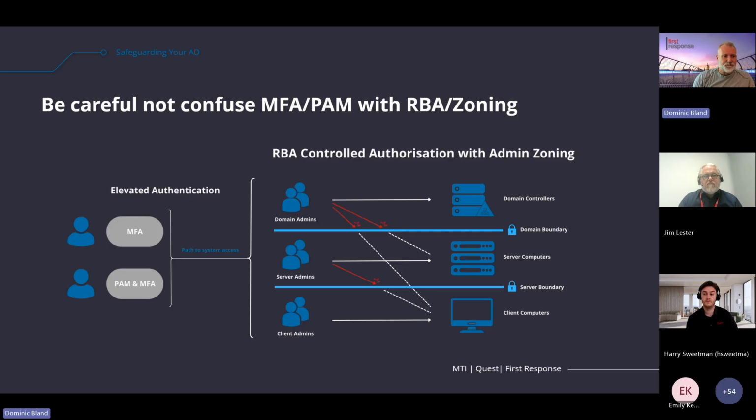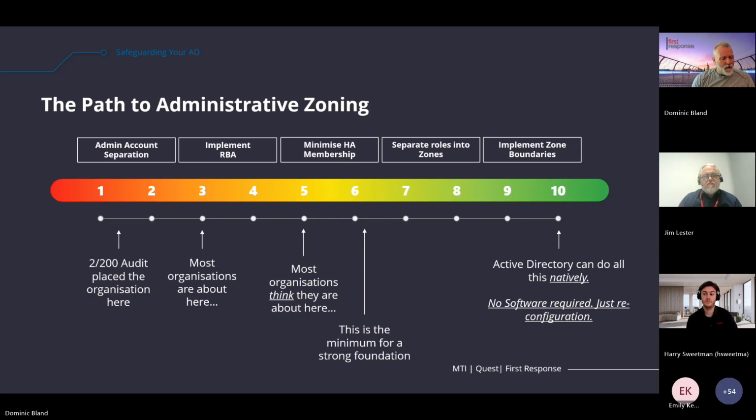So, back on track. How do you get to administrative zoning? Administrative zoning requires a number of steps, and each step has its own benefit, its own security enhancement. But as I said to you before, you have to get a certain way along this path before suddenly all of these things that you've done click into place and start to form a really, really powerful defense.